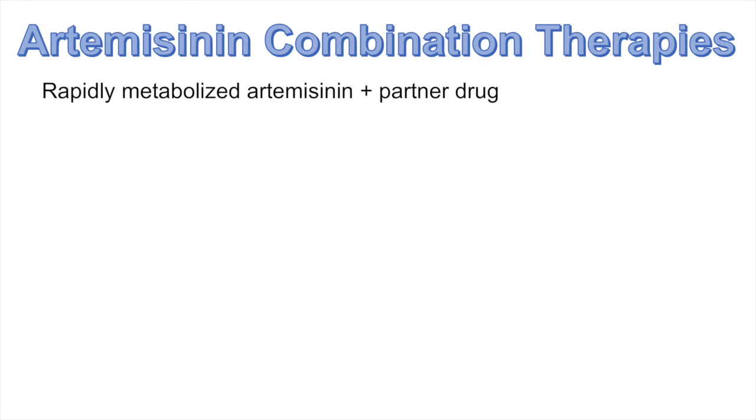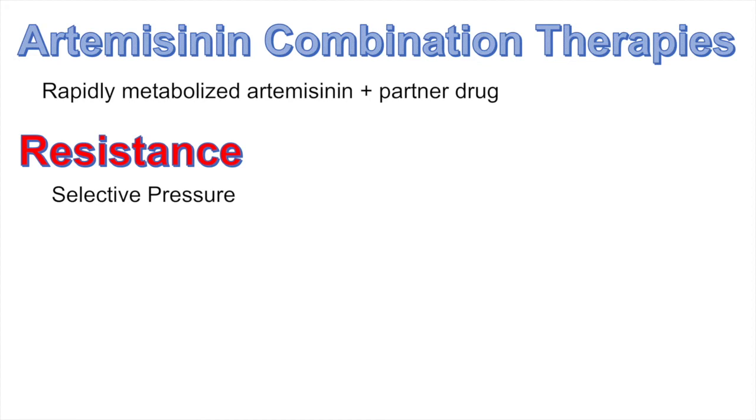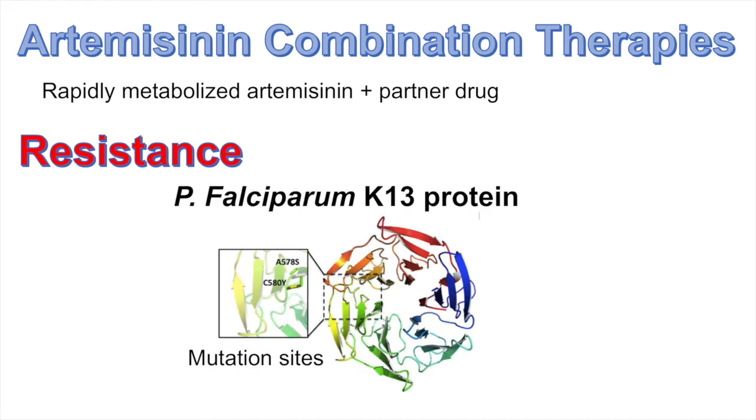P. falciparum resistance to ACTs has become more widespread, and it's thought that this originated with the parasite ring stages. The blood stages are an area of high selective pressure, meaning drug resistance is more likely. This is thought to occur due to mutations in the K13 protein. It is thought that K13 is involved in regulating the cellular stress response to artemisinin.